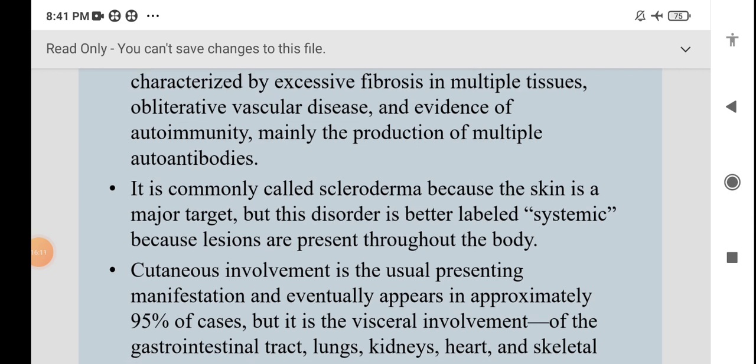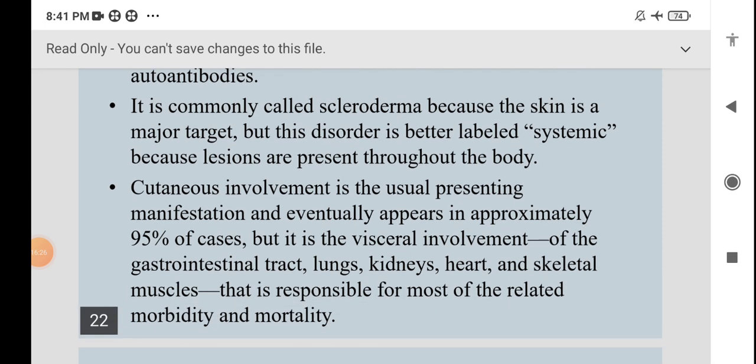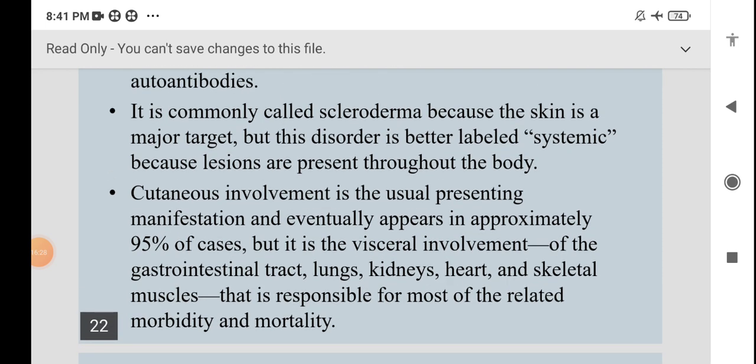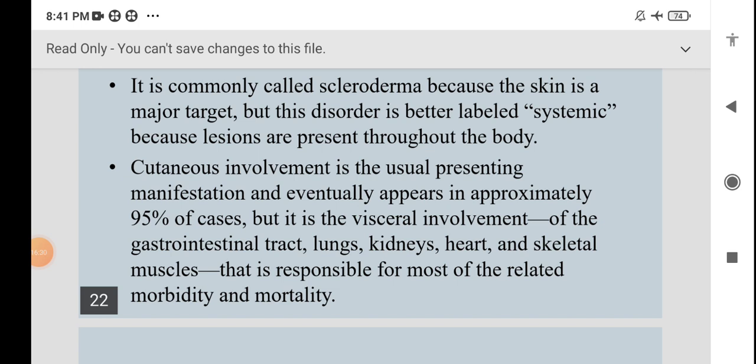It is commonly called scleroderma because the skin is a major target. But this disorder is better labeled systemic because lesions are present throughout the body. Okay, so you can say it could be a misnomer, the name scleroderma. So it could have been systemic derma, to be in a jovial way.